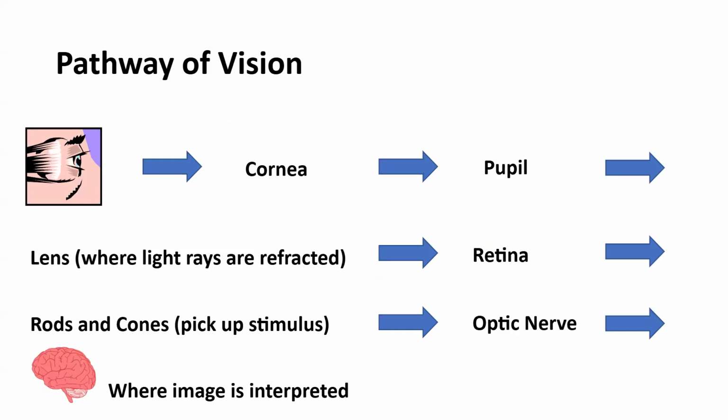So here you can see some of those pathways of vision. So we have our eye seeing something. It is going to send what we see to that cornea, which is then going to send it to the pupil, which then sends it to the lens where the light rays are refracted. Once they are refracted, they are sent to the retina, and then the rods and cones are going to pick up on that stimulus and then send it to the optic nerve, which is then going to send it to that occipital lobe to tell our brain what we are seeing.